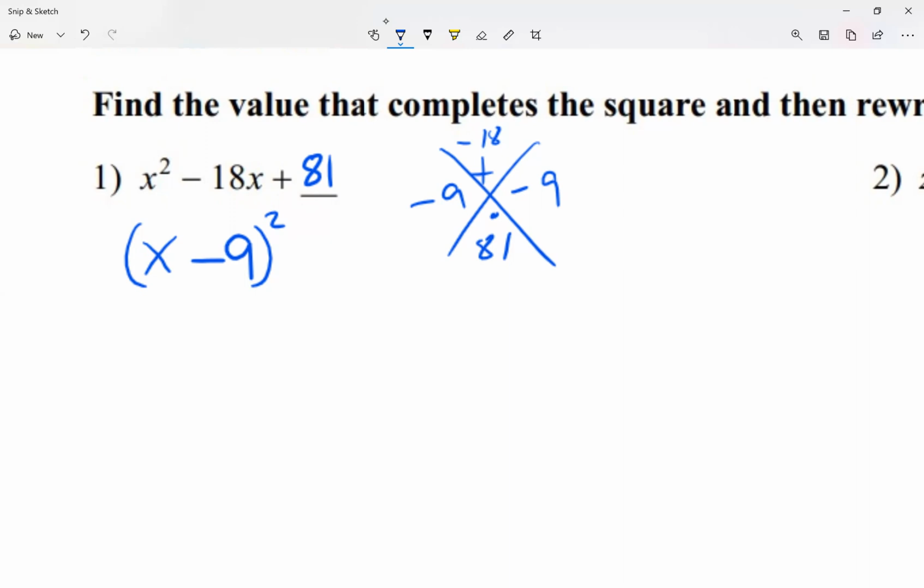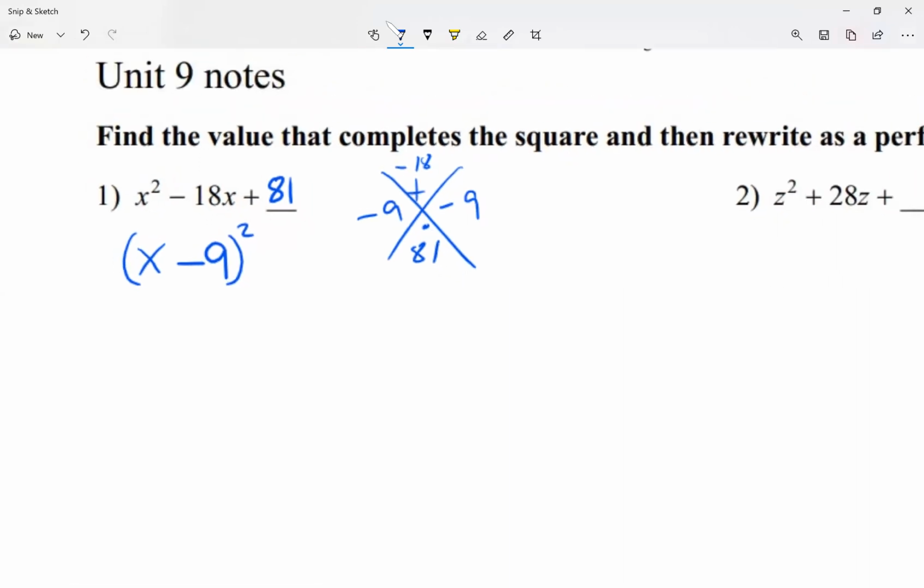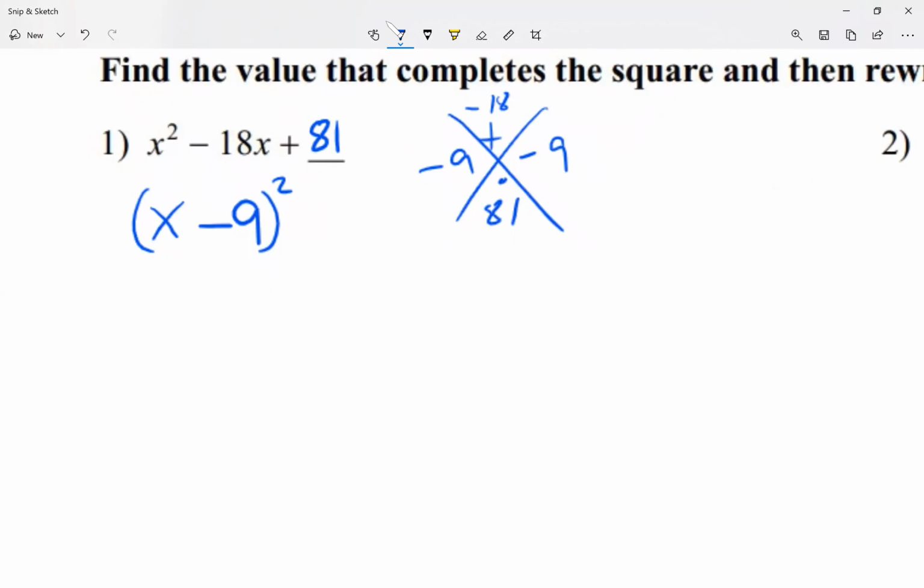So two things. Pay attention to what I did. For your homework, if I just ask you to complete the square, just type in 81. That's all I'm looking for. If I say rewrite this as a perfect square, I'm expecting (x minus 9) squared. Because we cannot type in exponents on our homework, I will expect you to write (x minus 9) with the parentheses twice. Notice that I included parentheses, all together, with no spaces in between.